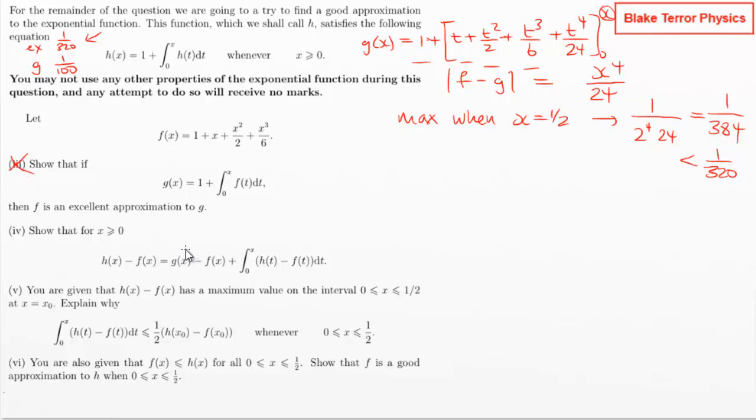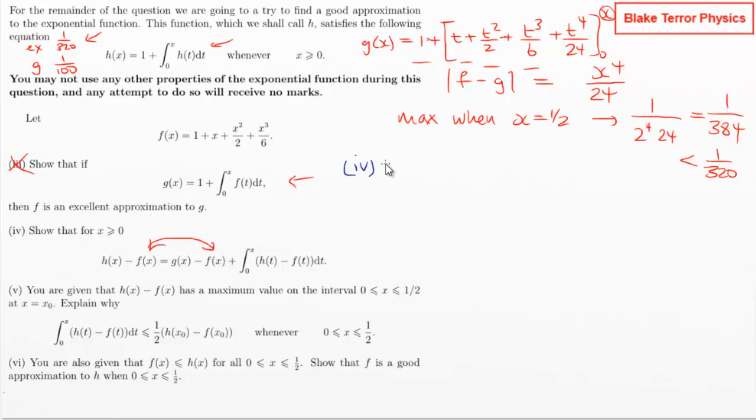Show that for x greater than or equal to 0, h of x minus f of x equals g of x minus f of x. Oh, that's interesting. We've got f of x on both sides. Just cancel those, plus this integral, where we've got h of t and f of t. There's our f of t, there's our h of t. Right, this should just drop out then. So let's put all these bits in. We've got g of x, we've got f of x, because these things just cancel.